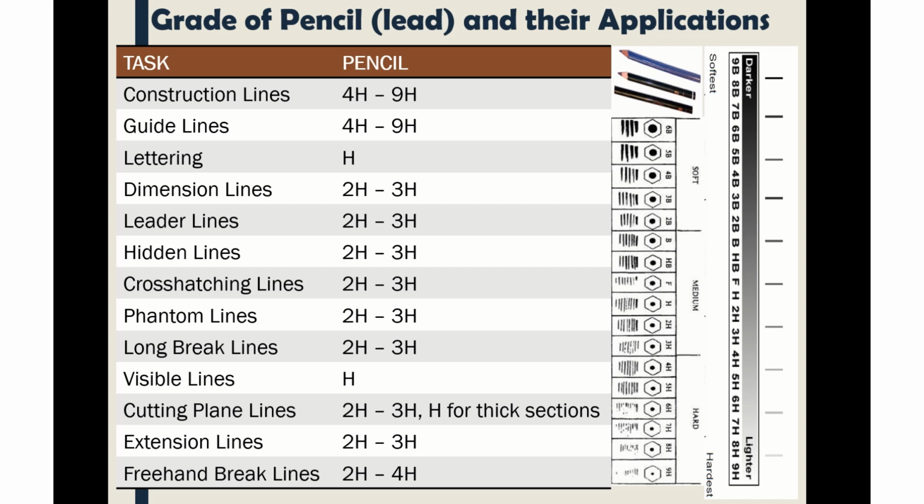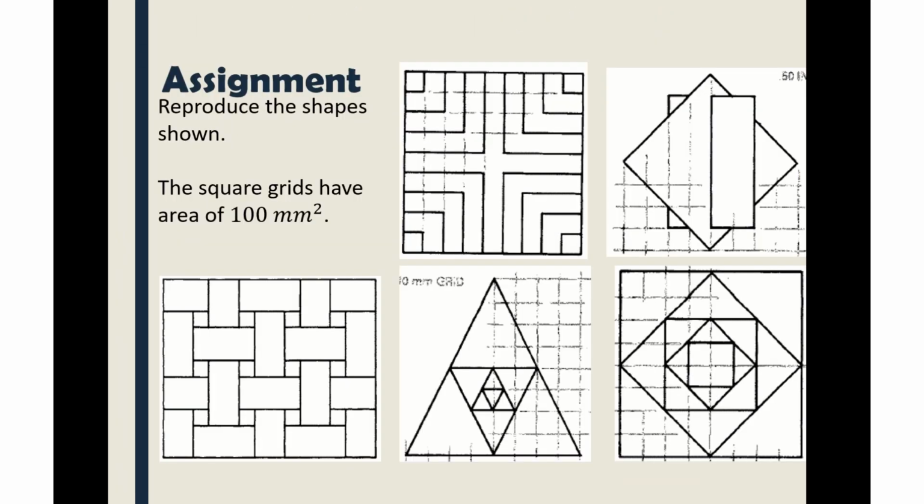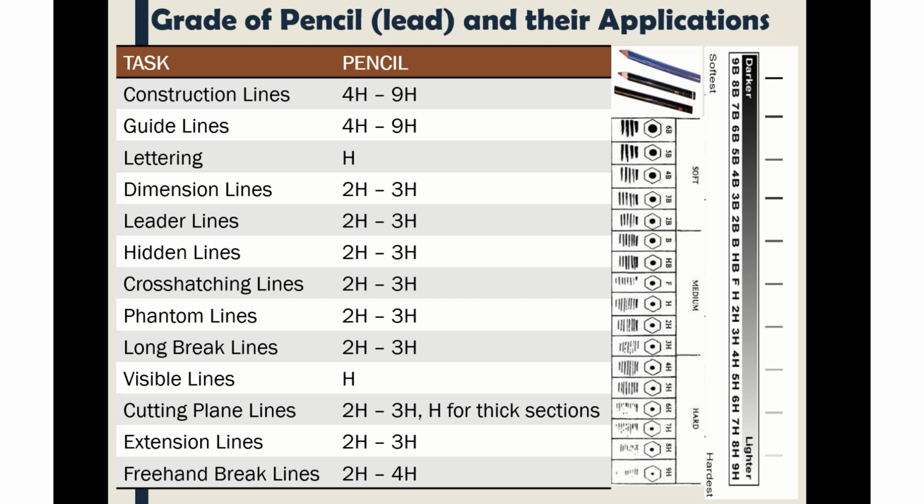For extension lines, which are for the dimension lines, we use 2H to 3H pencil. So we adopt a 2H grade pencil for this course. Then we have the free hand break lines. In this case, you can use within the 2H to the 4H grade pencil. So we'll prefer that you use the 2H grade pencil. That brings us to the end of this section. Thank you very much for listening.